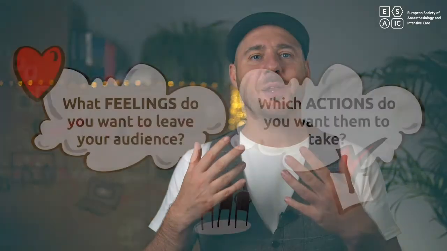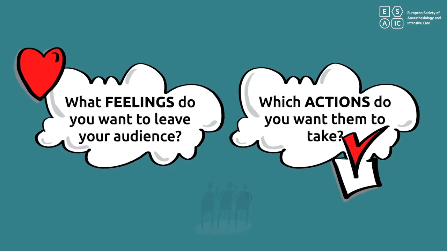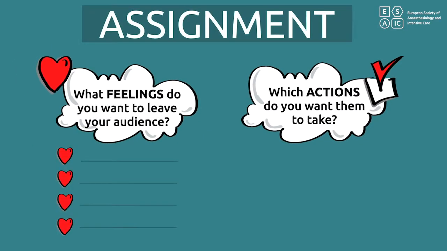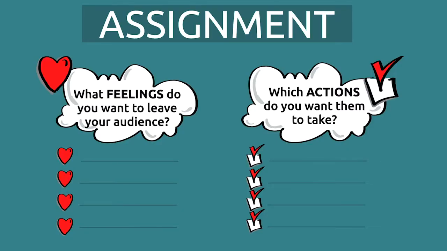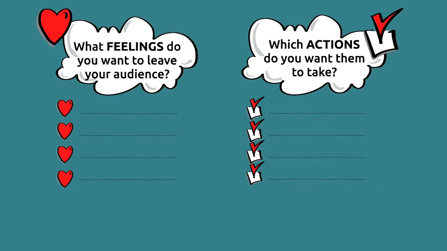So let's apply this again to your reality. Take another piece of paper and make a list of the feelings you want to instill in your audience. Make another list of what actions you want them to take after listening to you. Most of us are not used to describing feelings. So we've made a cheat sheet called the emotion wheel, and we believe this might help you with naming what feeling you want to evoke. So put this video on pause and go to work.